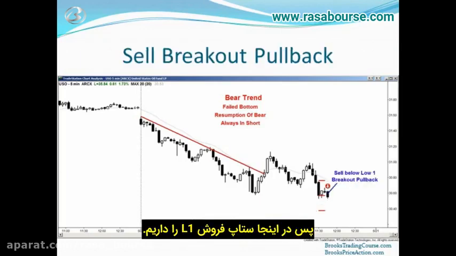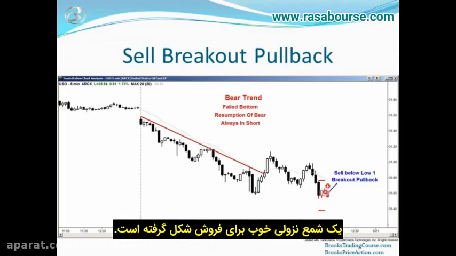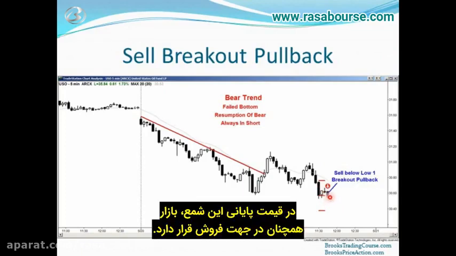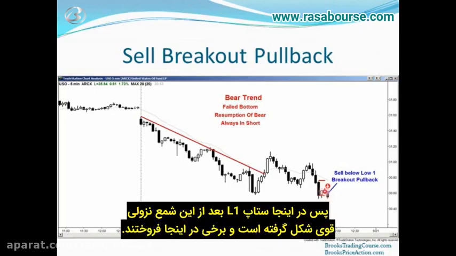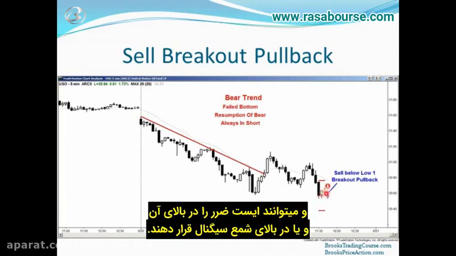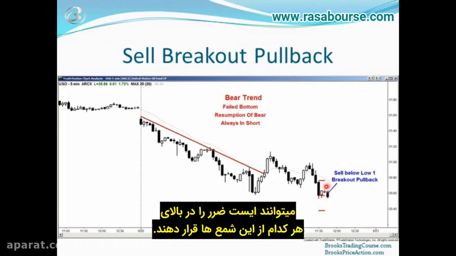Here's the low one short, the breakout pullback short. Decent entry bar for the bears, and you're still on the short from this close. The bears who shorted this low one after this strong bear bar, they might put their stops above its high. They might put their stops above the signal bar high. They may have stops above any of these bear bars.